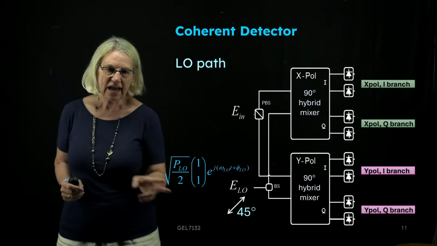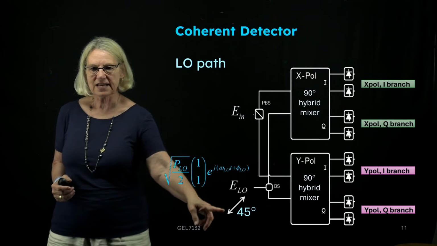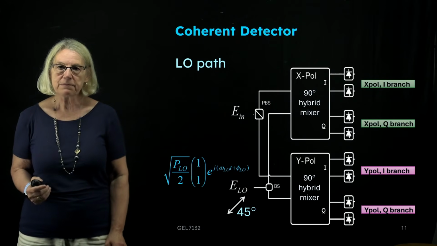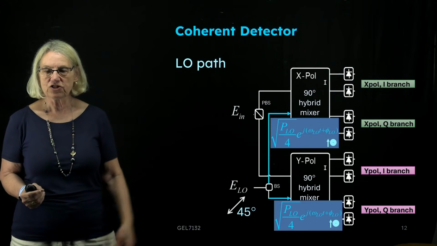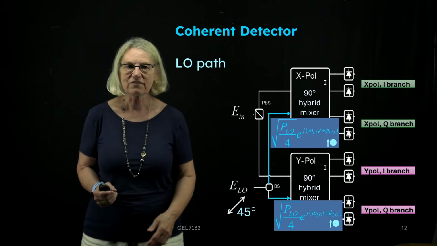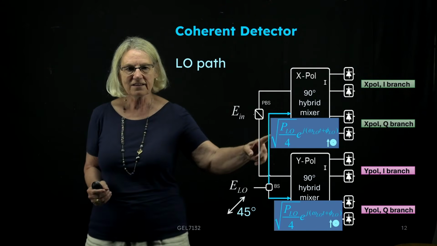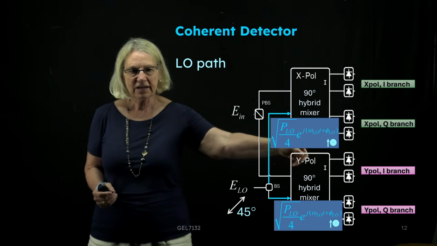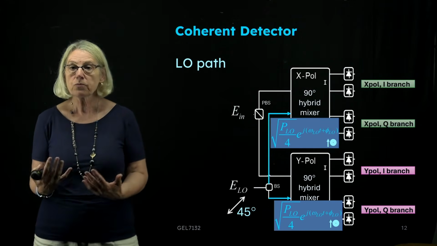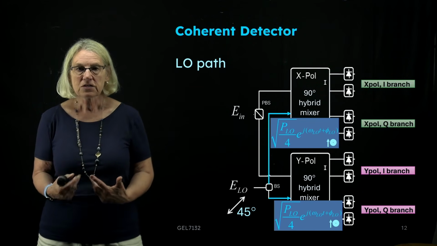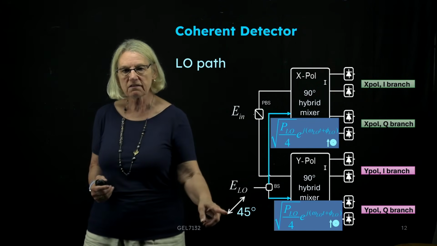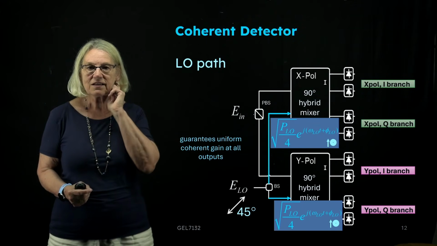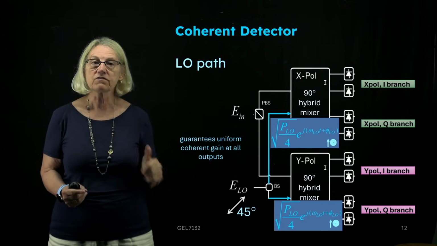So, as I said, let's look now at the local oscillator path. We know it's set at 45 degrees at the input, and we notice here that it goes into a beam splitter. A beam splitter simply takes half of the power and puts it to each one of the outputs. So that means that this is the equation for what's going into the hybrid mixer on the X and the Y, and I put here the symbol for both polarizations because both X and Y are present. So this choice of a beam splitter and the convention of putting the local oscillator at 45 degrees guarantees that there is uniform coherent gain at all of the outputs.